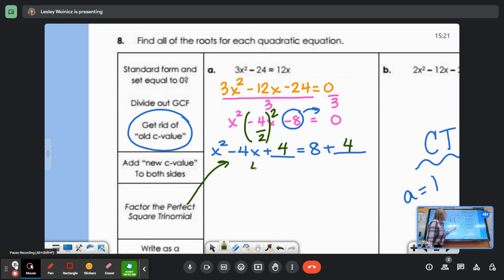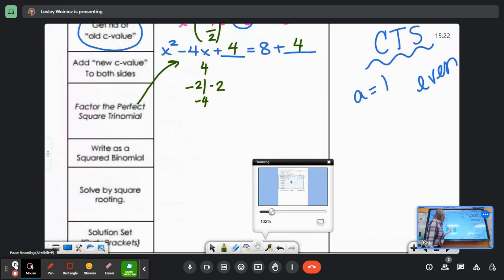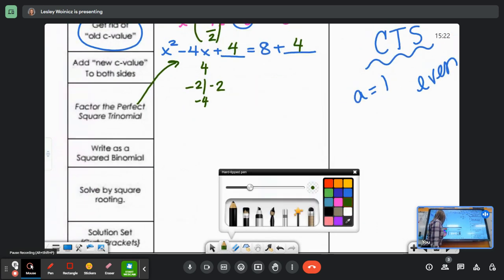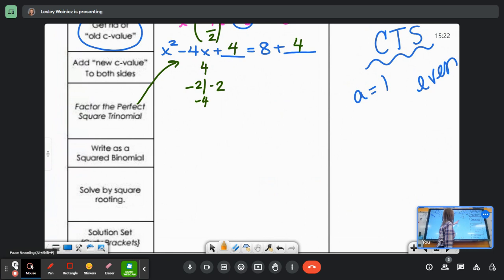So we want factors of 4 that sum to -4. Remember, they should match. -2 and -2. Bada bing, bada boom. All right, now we can write our squared binomial. So that would be x minus 2 squared equals 8 and 4 make 12.